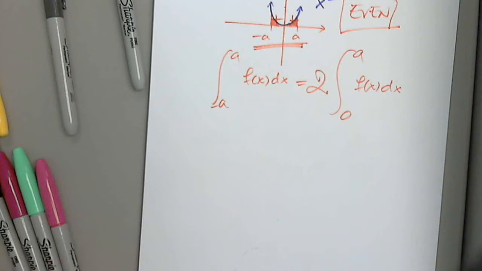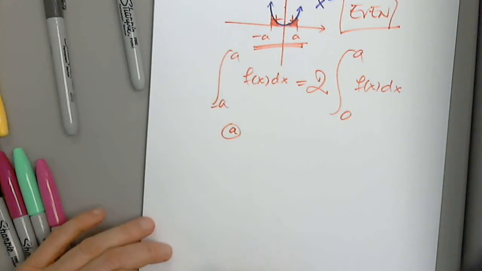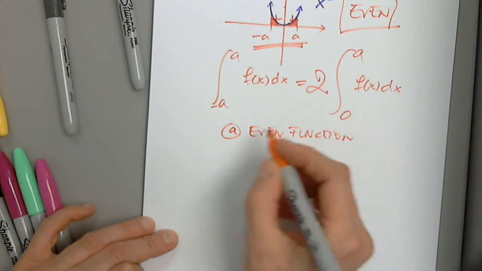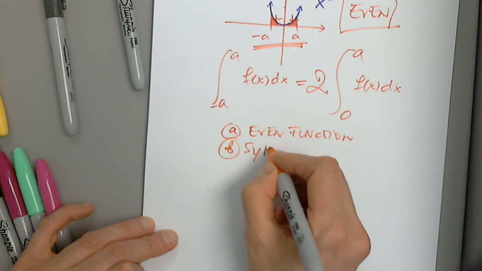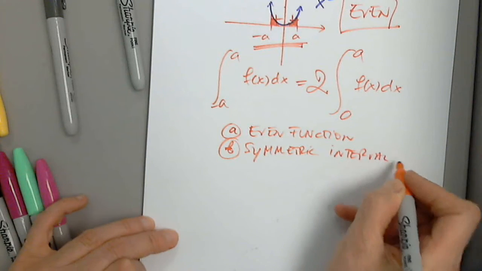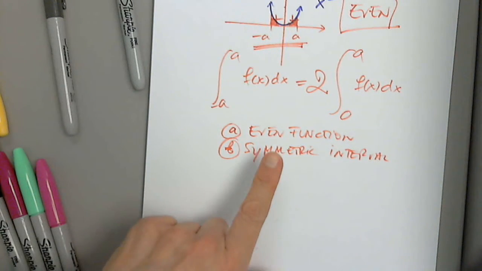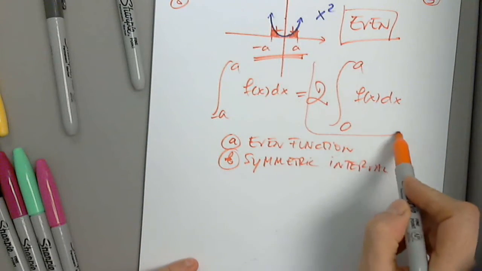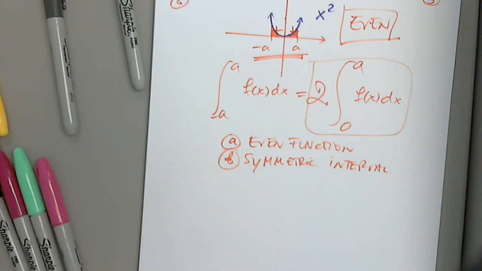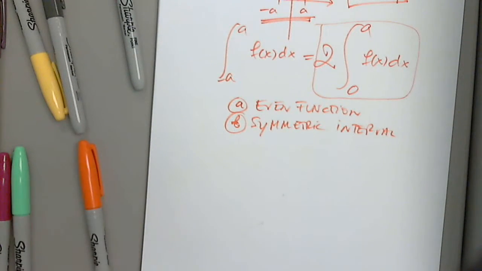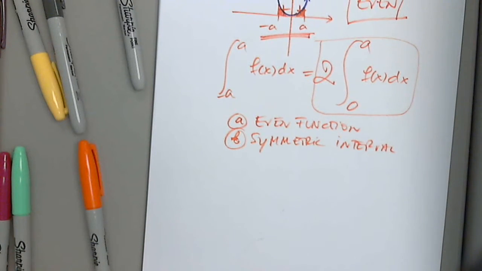So two conditions here. Condition, one more time, condition A, even function. And condition B, symmetric interval. If the function is not even and the interval is not symmetric, the answer will not be twice the integral from 0 to a of f of x dx. Questions? Questions on this? Everyone?